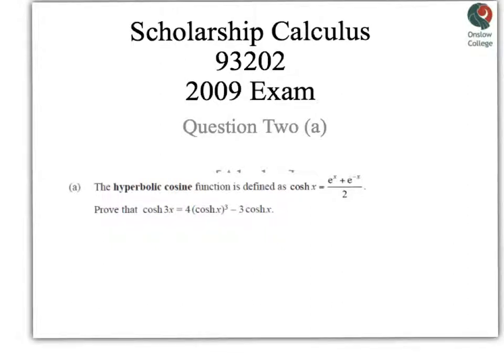Kia ora. Welcome to this video that looks at question 2A of the 2009 Scholarship Calculus exam. This is a question that is just algebra and doesn't use any content from level 3 calculus. It's another nice one to do at the start of the year as we get going. And it's looking at a thing called a hyperbolic cosine function. You don't need to know anything about this function at all, except that it's defined like this.